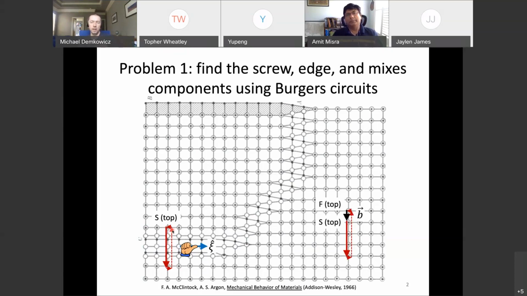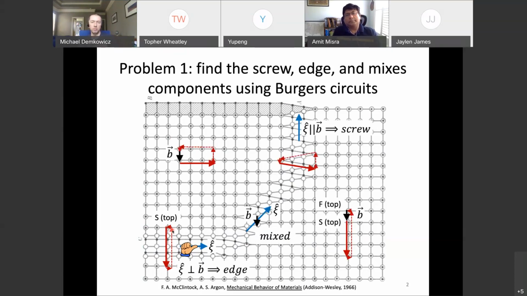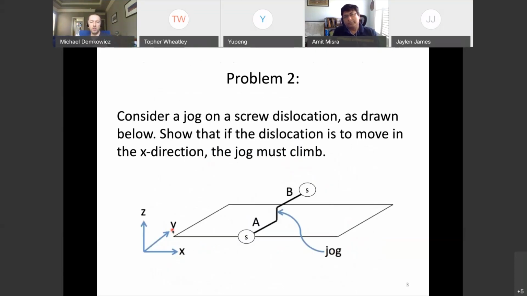Okay. All right, so there we go. Let's move on to problem number 2. So here we're looking at a jog on a screw dislocation as drawn in the picture. And the idea is to show that if this dislocation moves on the glide plane, which is indicated here, and it, let's say it moves in the x direction, then the jog must climb, okay? So remember that the difference between climb and glide is that glide is motion of the dislocation within the glide plane, and climb is motion of the dislocation out of the glide plane.